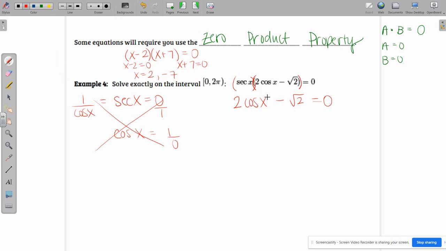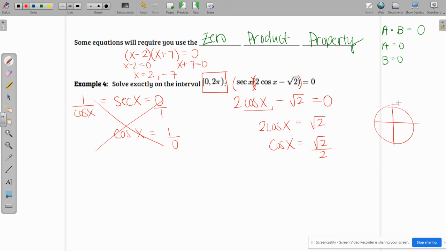So again, I'm trying to solve for x. So I'm going to isolate the cosine of x first. So I'm going to add the square root of 2. So 2 times the cosine of x equals root 2. And then I'm going to divide both sides by 2 so that the cosine of x equals root 2 over 2. We're looking for angles that have a cosine of root 2 over 2, and our answers have to be on the interval 0 to 2 pi.